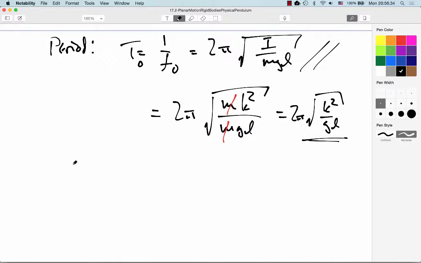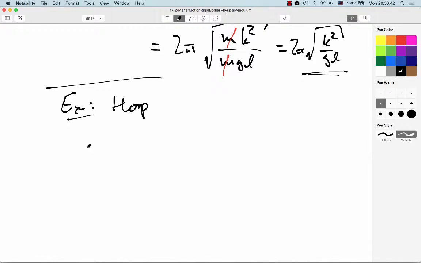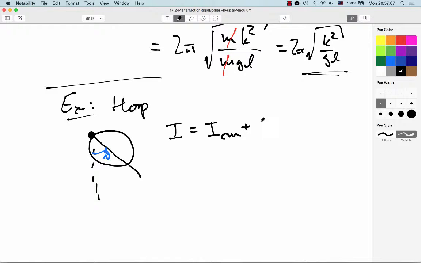So let's go and do a hoop. So there's our vertical axis, and our hoop has swung over some angle theta, like so. And the hoop is fixed about its diameter right there. So we can get the moment of inertia from the parallel axis theorem, which will be equal to I CM plus m r squared, but the moment of inertia of a hoop is just m r squared.